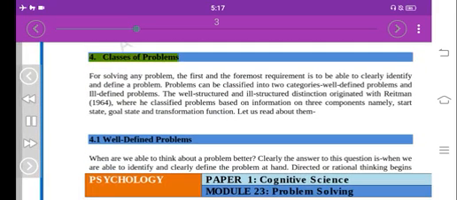4. Classes of problems. For solving any problem, the first and foremost requirement is to be able to clearly identify and define the problem. Problems can be classified into two categories: well-defined problems and ill-defined problems.